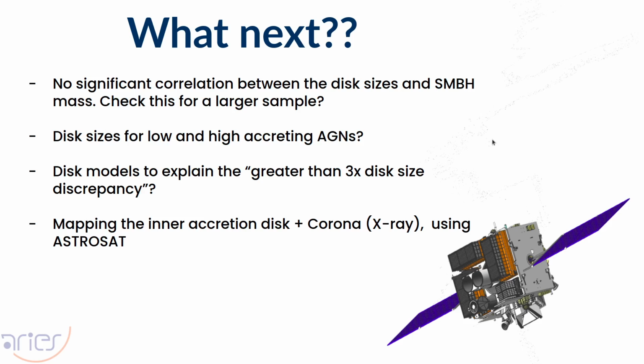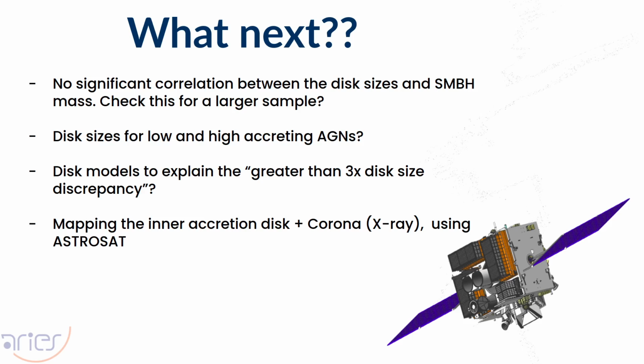And then we did not model the disk sizes as yet, in the sense that we were assuming the Shakura-Sunyaev disk to be true. If this disk model is not true, what different models can we work on to explain the larger than 3x disk size discrepancy?